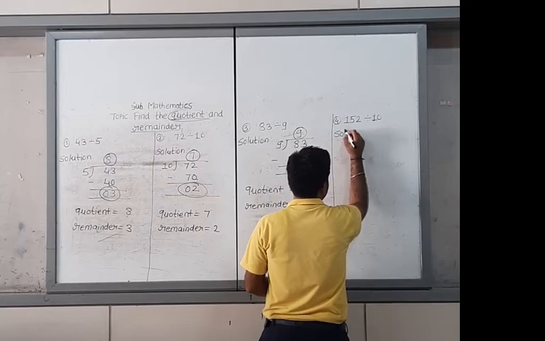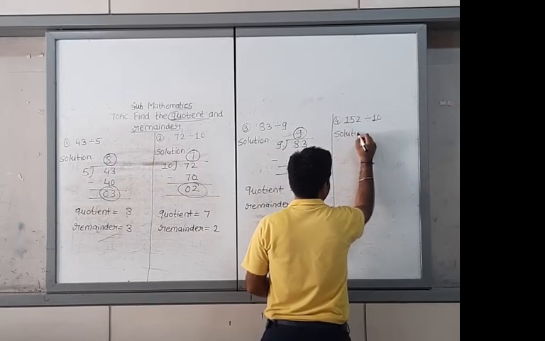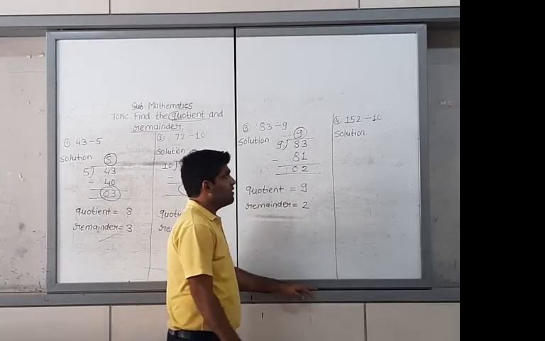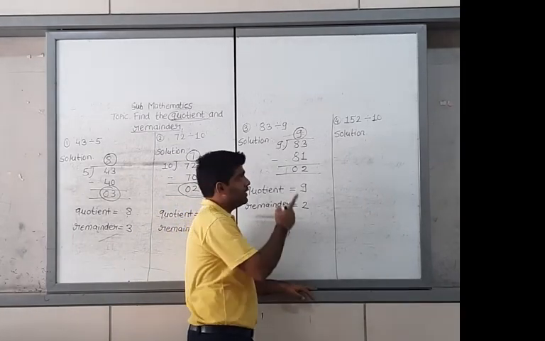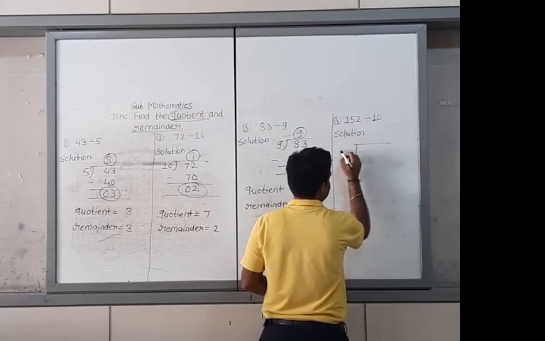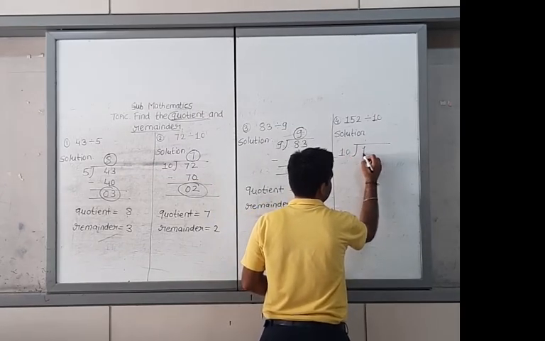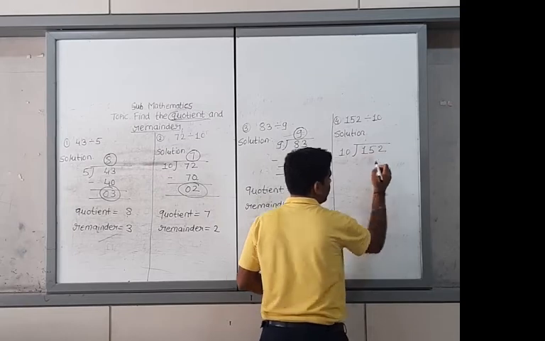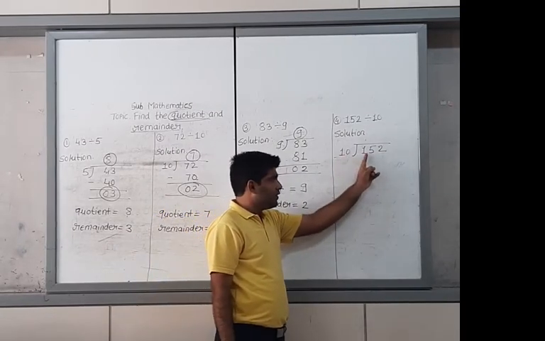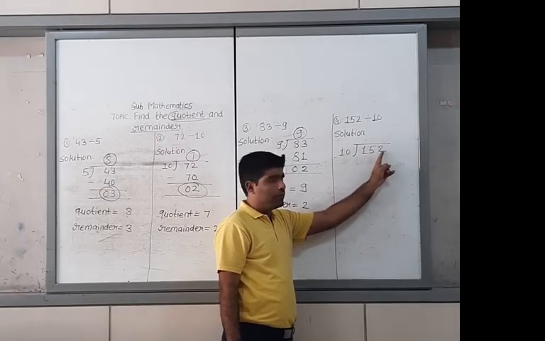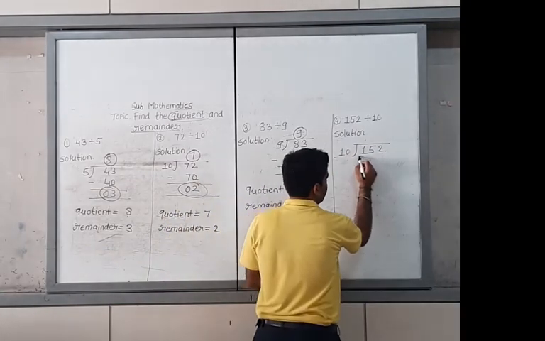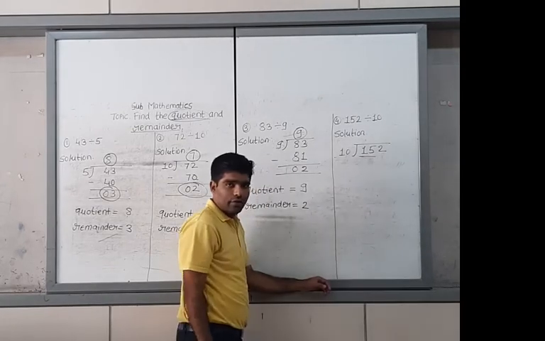This is our question number 4. Listen here: 152 divided by 10. Now see, this is our 10. We have to divide 152 by it. First of all, we have to solve these two numbers. This is our 15.